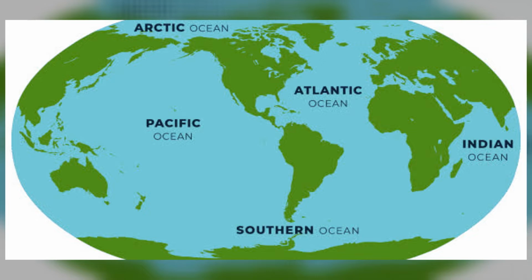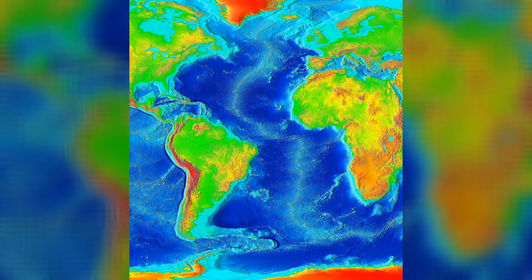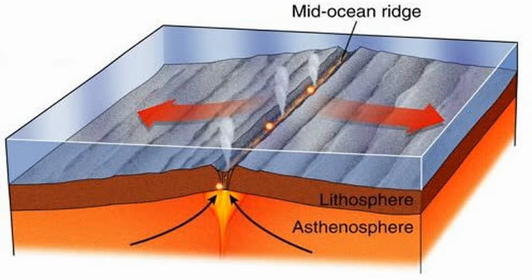It's a much smaller ocean than the Pacific Ocean. And in the middle of it, it has this mid-Atlantic rift or ridge, depending on your preference. Most people say ridge. And it is where the continents, North and South America and Europe and Africa, are actually moving apart from each other.